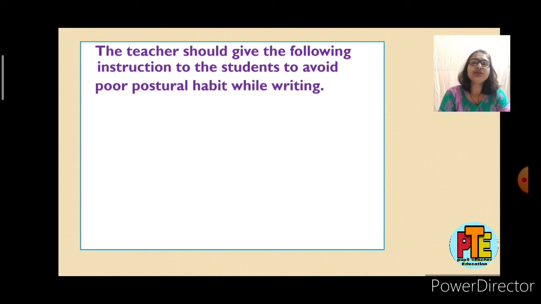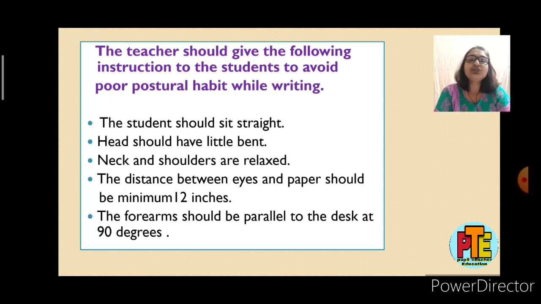It is very important to sit in the right posture while writing. So here the teacher should give the following instructions. The student should sit straight. The head should be bent a little, neck and shoulders relaxed. The distance between eyes and paper should be a minimum of 12 inches. The forearms should be parallel to the desk at a 90 degree angle. While writing, neck and shoulders should be relaxed to avoid poor postural habits.